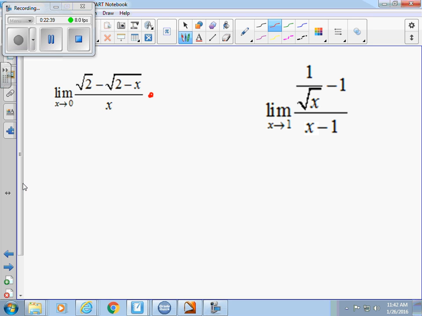Okay, so the first one. What do you do first? Plug in 0. You get 0 over 0. Then what? Then you conjugate. And what is the conjugate? Plus instead of minus.